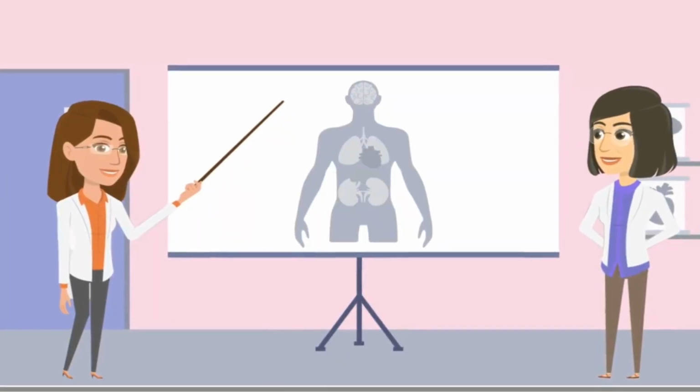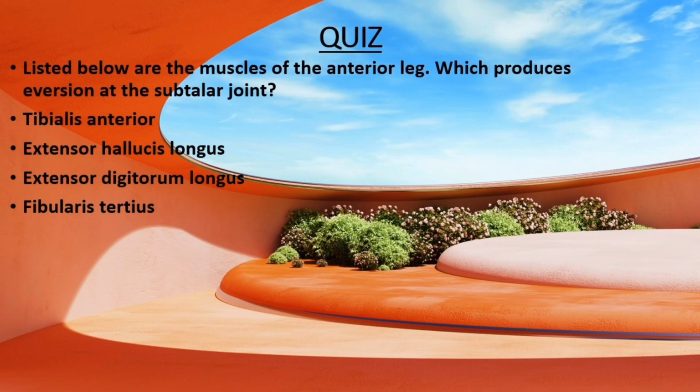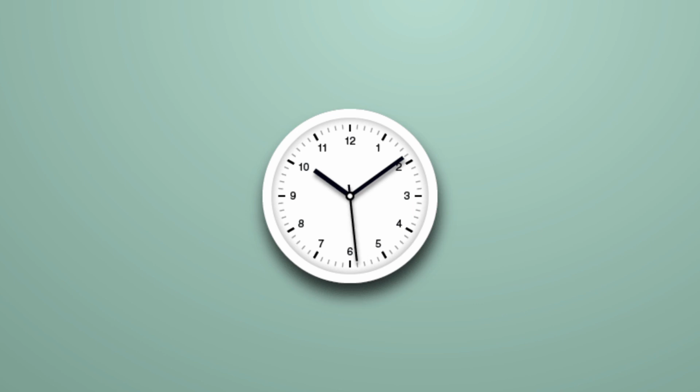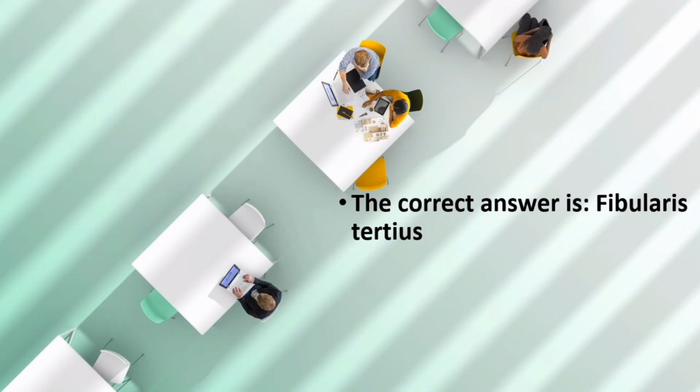Now let's have a quiz. 1. Listed below are muscles of the anterior leg. Which produces eversion at the subtalar joint? Tibialis anterior. Extensor hallucis longus. Extensor digitorum longus. Fibularis tertius. The correct answer is fibularis tertius.